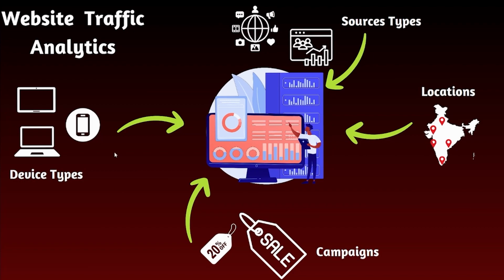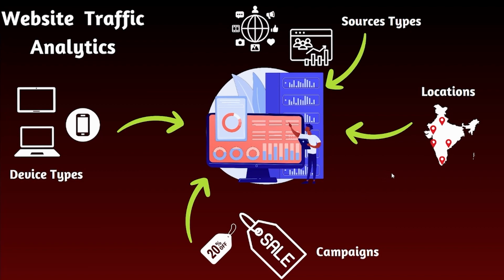Similarly, we need to analyze from which channel the traffic coming to our website is arriving, whether it is organic, or coming through any campaigns that we have run, or from social media handles or from emails. We need to identify what the source of that particular traffic is.